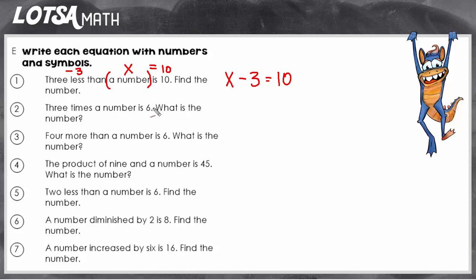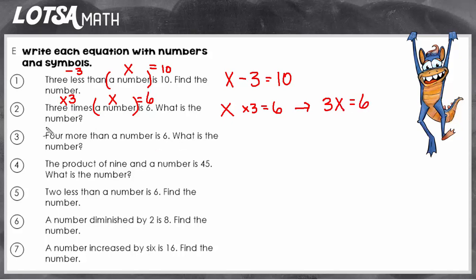So let's look at another one. On number 2, it says 3 times a number is 6. What is the number? So a number is going to be our variable. So here we have 3 times the number is 6. So 3 times means times 3. Is equal and 6. So somehow we have to use these math symbols to show this equation. So then that number times 3 equals 6. Because it can get confusing with the times and the variable looking the same, people often write it like this: 3x equals 6. And this means 3 times the variable.